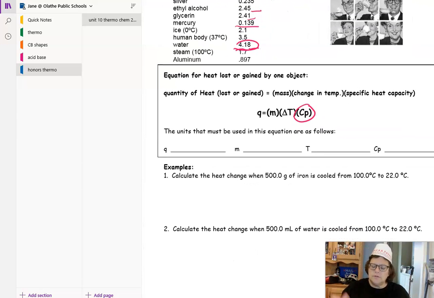We use the mass times the change in temperature times the specific heat capacity. And remember that specific heat capacity is basically what it is made of. If it heats up easily, it's going to have a low specific heat capacity. If it heats up slowly, it's going to have a high specific heat capacity. All right, so let's throw that in.